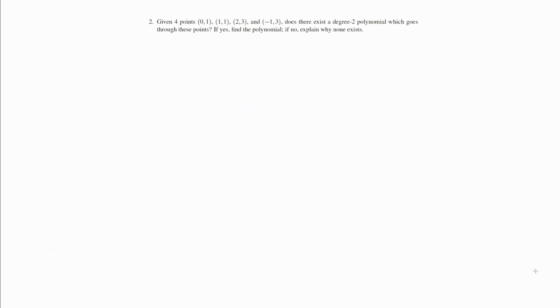In this problem, we're given 4 points, the first 3 of which are the same as in the previous problem, and the fourth point is (-1, 3). The question asks, does there exist a degree 2 polynomial through these 4 points? So the first step is to make a picture. The first point, (0, 1), is here, (1, 1), (2, 3), and (-1, 3).